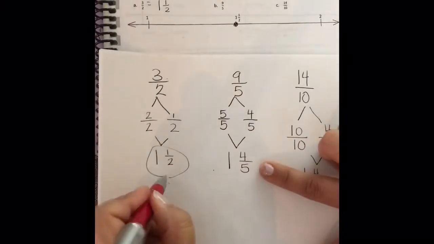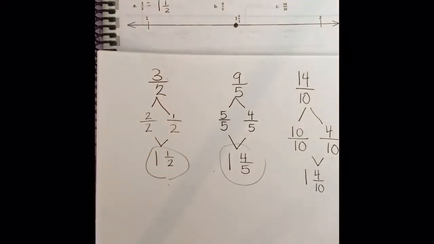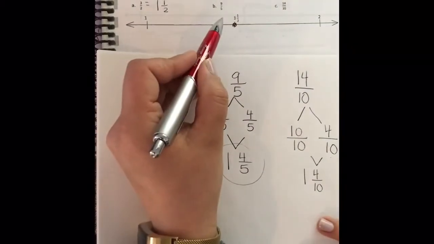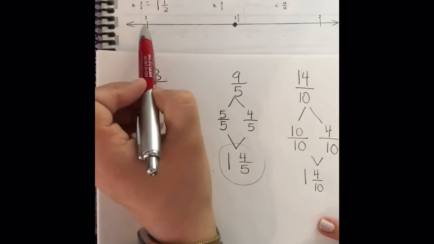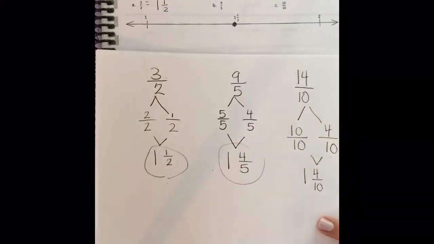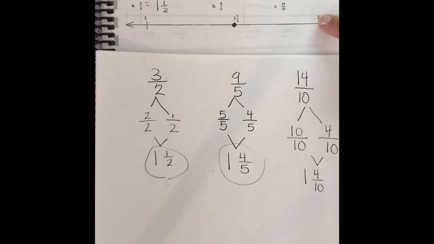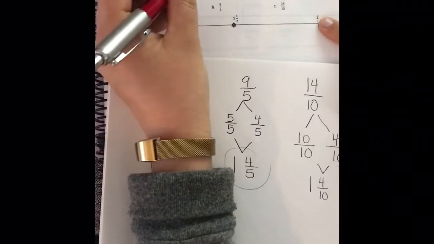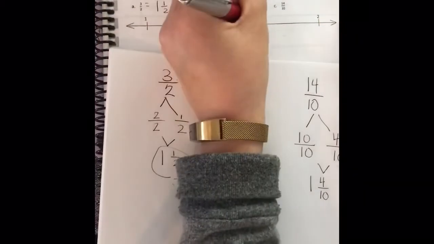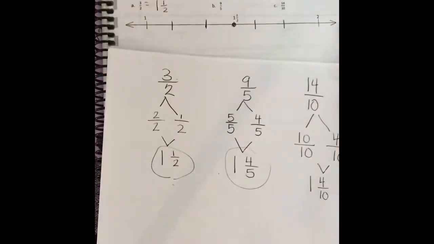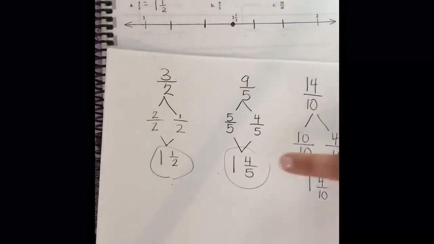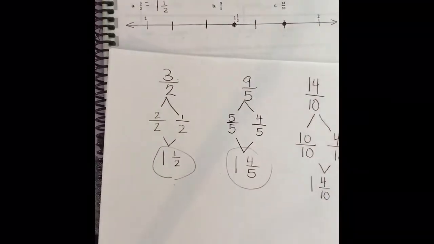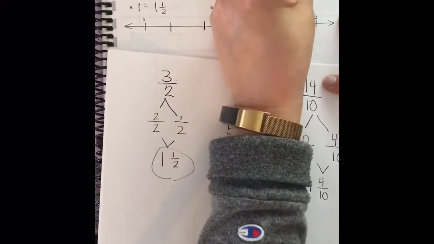Now, we've already plotted the 1 and a half, so we get to the 1 and 4/5. When we go to plot this, we need to break up 1 to 2 into 5 pieces, remembering this is 1 and 5/5. So we would have 1 and 1/5, 1 and 2/5, 1 and 3/5, 1 and 4/5, 1 and 5/5. So 1 and 4/5 would be right here. Okay? And we can write that 1 and 4/5.